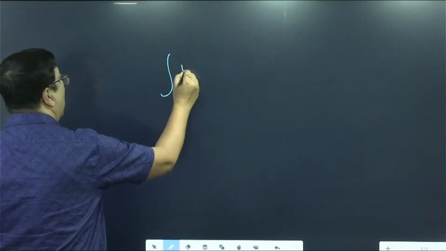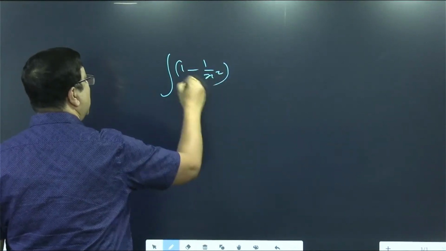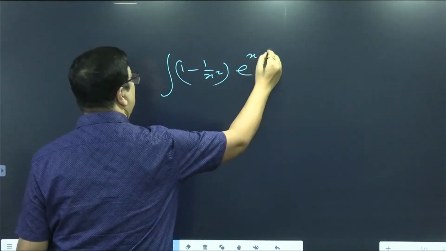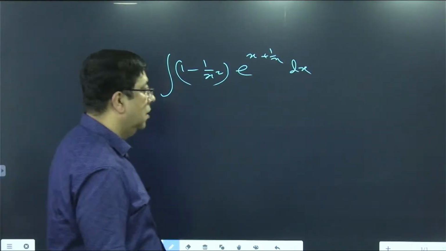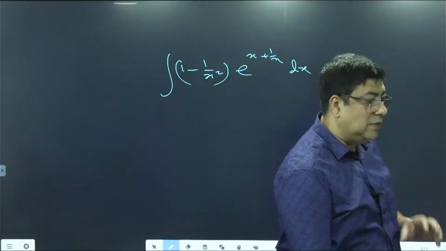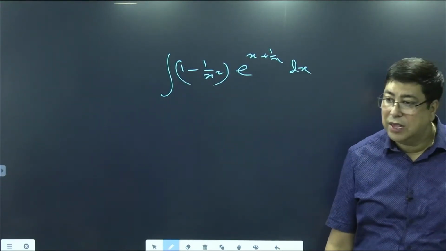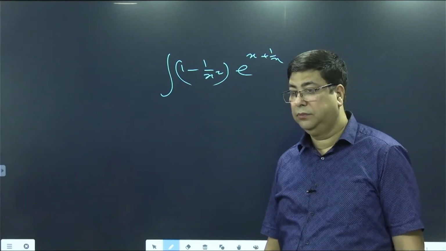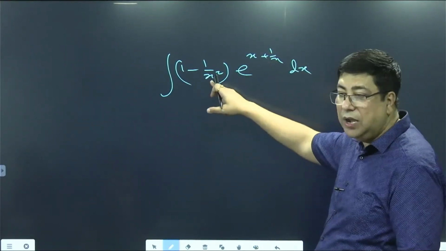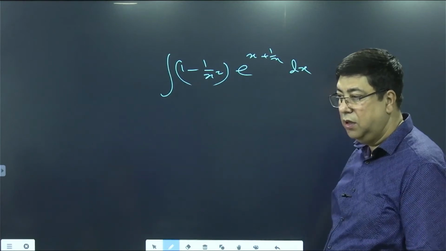Next sum: (1 minus 1 by x square) into e to the power (x plus 1 by x) dx. Solve it. What to do? Once again, we have to take anything as t whose derivative should be present in the sum. Then what to be done? x plus 1 by x as t. Yes, right, because its derivative is present. Do it first. Complete.